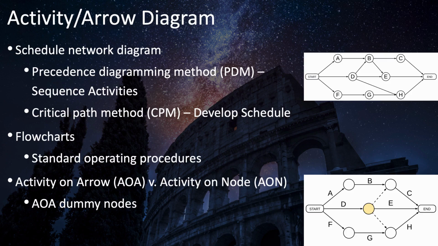Activity or arrow diagrams come in two basic types, those with the activities drawn on the arrows and those with the activities drawn on the nodes. Activity on node diagrams are more common because activity on arrow diagrams are more limited and require dummy nodes or arrows to represent some dependencies or relationships.